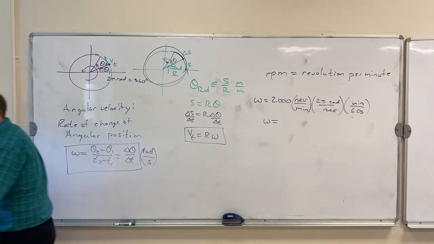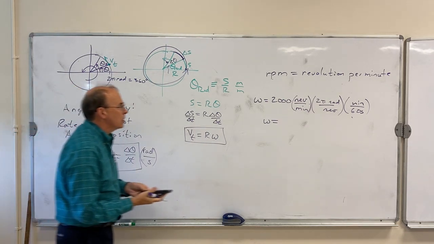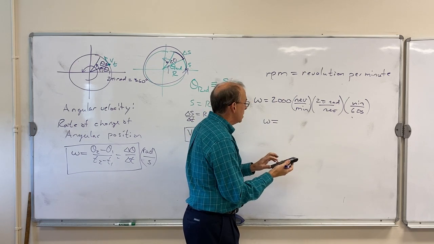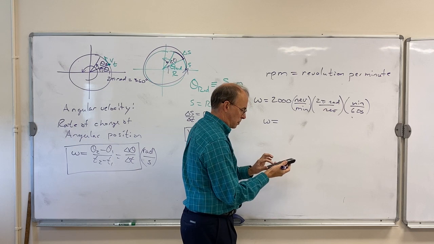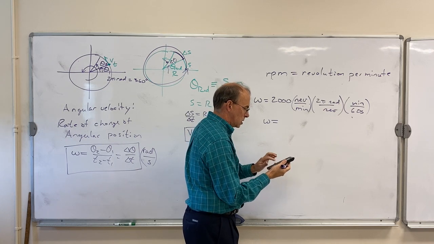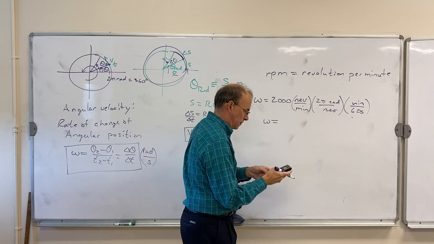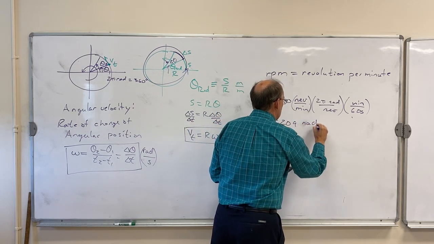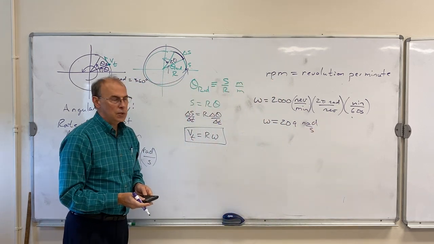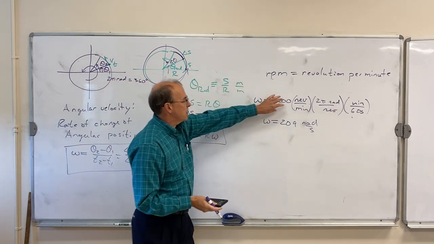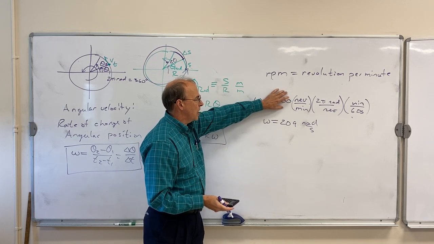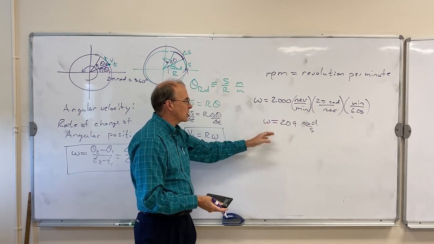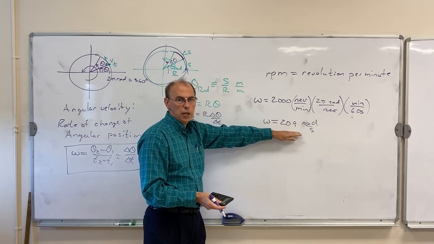So that number in your car of 2,000 revolutions per minute, let's see, that's 2,000 times 2 times pi divided by 60 is 209 radians per second. So this is the number specified on your display, 2,000 RPM. If we needed to use that number in a calculation, in a physics calculation, we would have to convert it to radians per second.